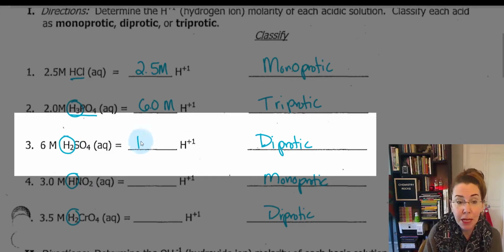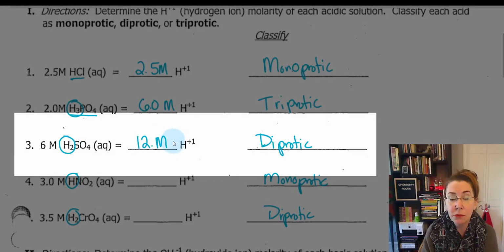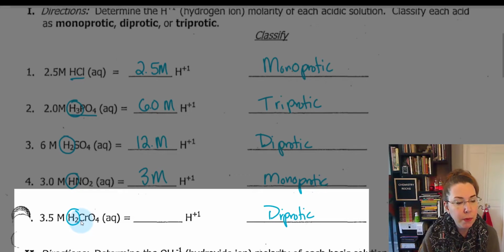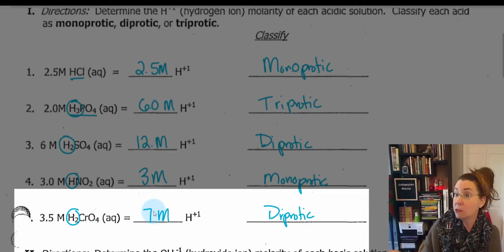Our next one, we start out as 6 molar, but it's diprotic. That means we have to multiply it by 2. That means that 6 moles of sulfuric acid will release 12 moles of hydrogen gas. Or sorry, protons, not hydrogen gas. Alrighty, our next one, we have 3 molar nitric acid. It's monoprotic. It's just going to stay 3 molar. And our last example here, 3.5 molar, but it's diprotic. That means that it will release 7 moles of protons.